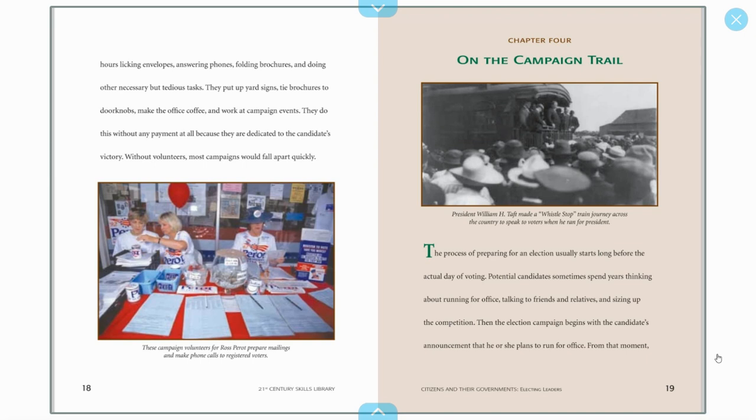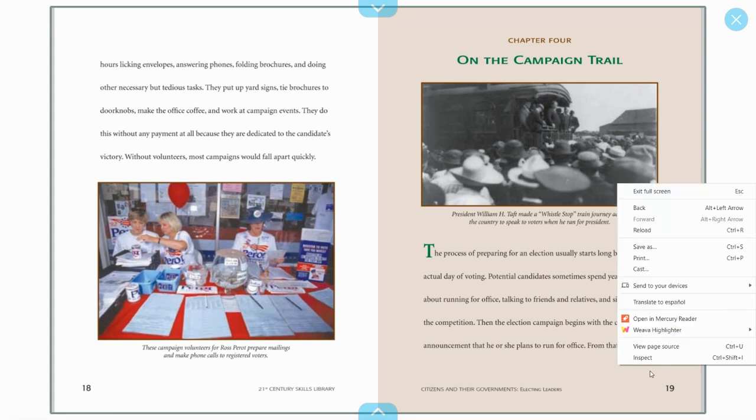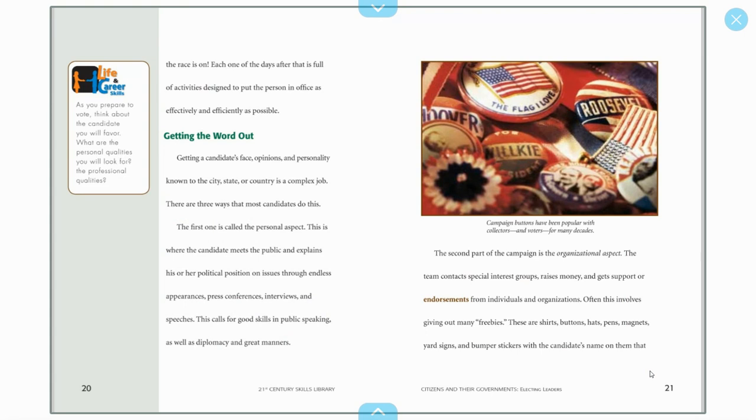So the process of preparing for an election usually starts long before the actual day of voting. Potential candidates sometimes spend years thinking about running for office, talking to friends and relatives, and sizing up the competition. Then the election campaign begins with the candidate's announcement that he or she plans to run for office. From that moment, the race is on. Each one of the days after that is full of activities designed to put the person in office as effectively and efficiently as possible.